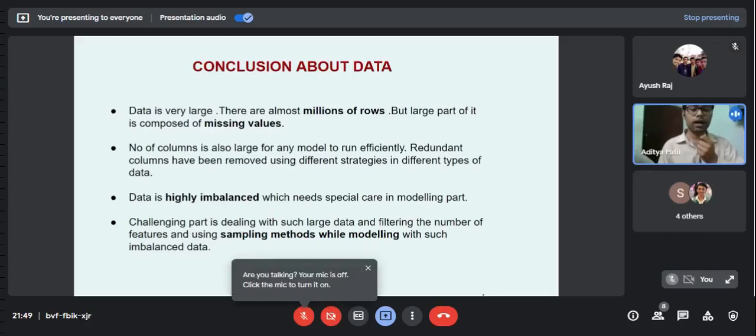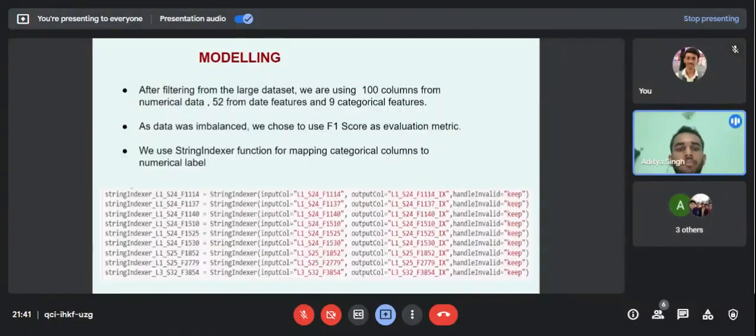The challenging part is dealing with such large data, filtering the number of features, and using sampling methods while modeling with such imbalance. Now, we have gathered some insights into our dataset. We saw that not all the features are important, as they have a lot of missing values. We'll remove the missing values and refine the dataset as we have seen in our feature engineering section. After filtering from the large dataset, we are using 100 columns from the numerical data, 52 from date features, and 9 categorical features. Additionally, we saw that the data is highly imbalanced, and this problem needs to be tackled while we choose an applier model.